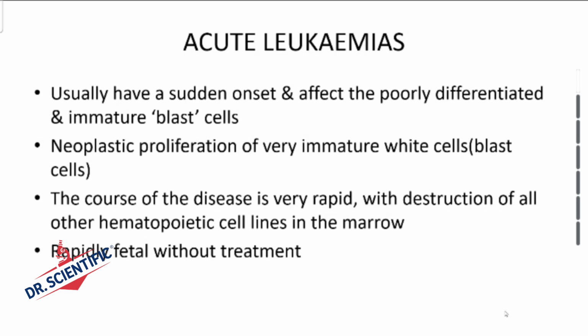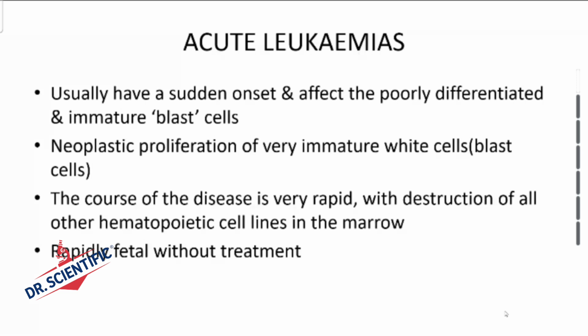So neoplastic proliferation of very immature white cells. So the blood cells are the ones that proliferate or increase in number. So mostly very immature white cells, and that is acute leukemia. The course of the disease is very rapid with destruction of other hematopoietic cell lines in the marrow.